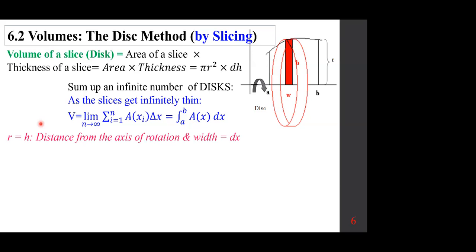R or h is the distance from the axis of rotation, which in this case is dx. It could be dy, okay, class? So the distance from the axis of rotation is r or h. In this example, the width is dx. Therefore, for rotation about the x-axis, if you look at what the text and many texts do, they write for you A of x dx. That means the area of this disk times dx.